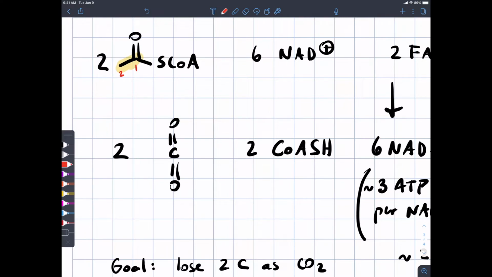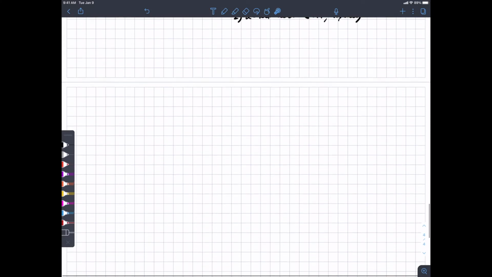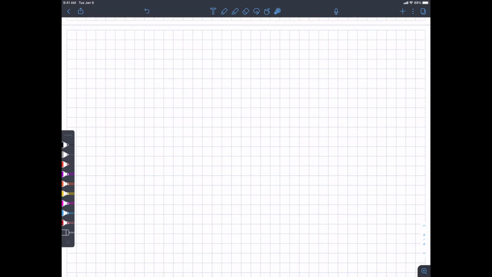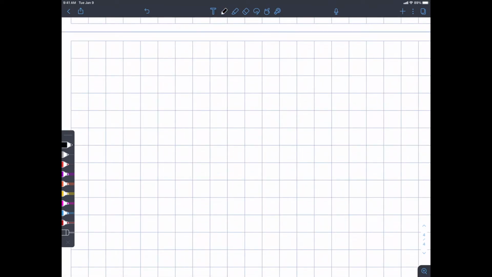If you think about all the possibilities, in some cases, it might take a couple of turns of the citric acid cycle to lose. If you were to isotopically label acetyl-CoA, it would probably take a few turns of the citric acid cycle to get rid of all of the labeled carbons. Okay, so that's the overview. Let's dive in. So first, we're going to incorporate acetyl-CoA into the citric acid cycle.